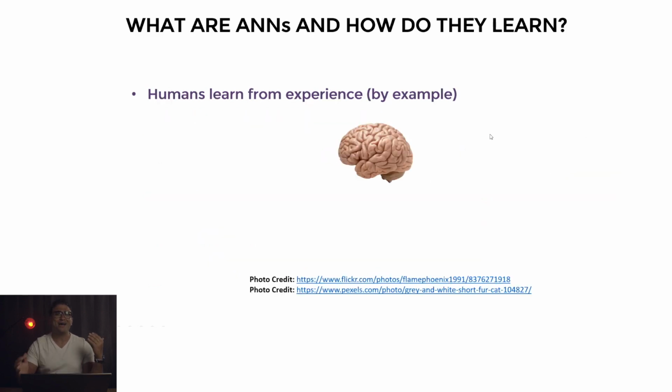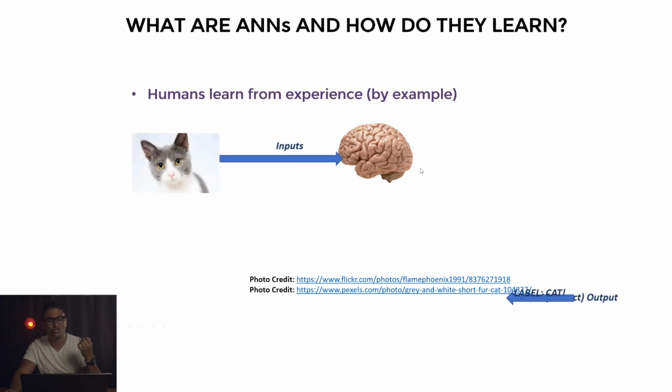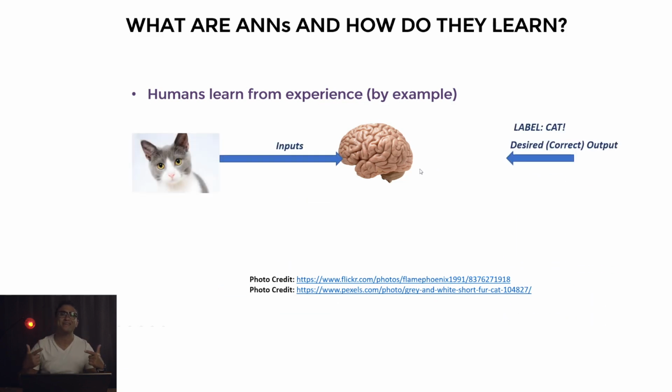So the question is, how do these artificial neural networks learn? They learn through examples or by experience. Similar to humans, we learn over and over again through what we call repetition, okay? So basically, let's say here we have an image of a cat, and here we have what we call the desired label, which is a label of a cat.